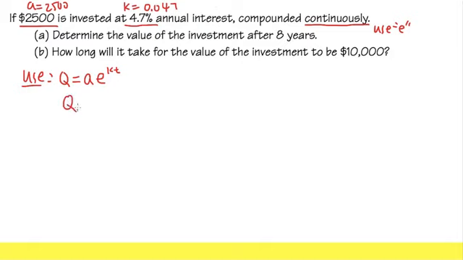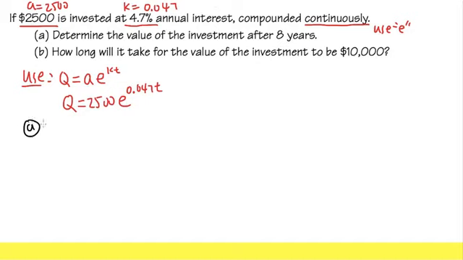Then we can just throw in the numbers and then we can have our formula. So we have Q is equal to, A is 2,500, so let's put that down. e is still e, and then the k is that, namely 0.047. Then we just have to multiply by t, right? So this is the formula that we are going to use.